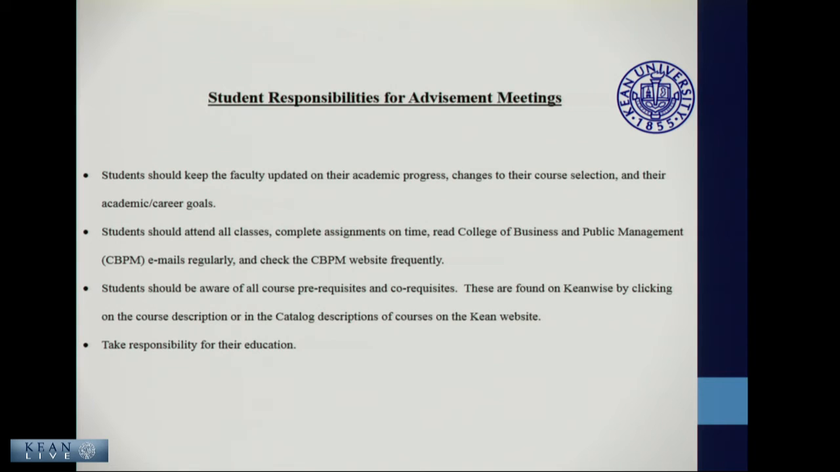So if you're advising on that, you can say, oh, here we go, there's the class. Did you already take pre-calculus? You want to take managerial decision modeling? Okay, here's the prerequisites. You want to take investments, finance? Okay, did you take these? So they're right there. And then, of course, taking responsibility for their education.